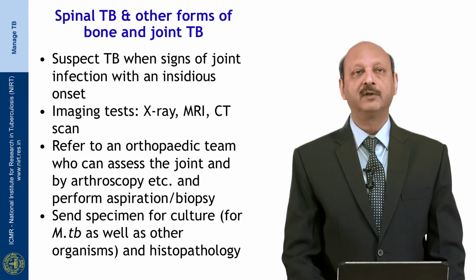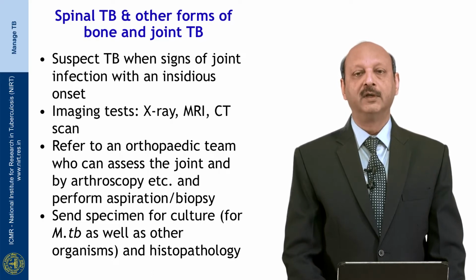In spinal TB and other forms of bone and joint tuberculosis, we should suspect tuberculosis when there are signs of joint infection with an insidious onset. Here the imaging tests which can be of use are X-ray, MRI and CT scan, and we should refer the patient to an orthopedic team who can assess the joint by arthroscopy etc., and perform aspiration or biopsy as the case may be, and this specimen should be sent for culture for MTB as well as other organisms, and histopathology.